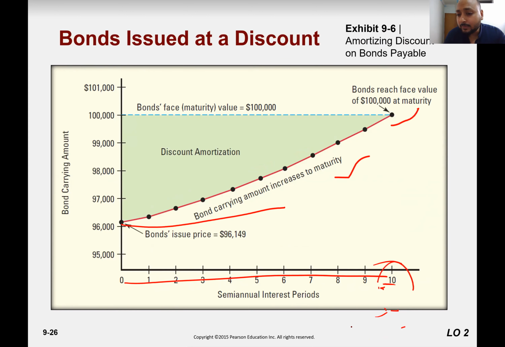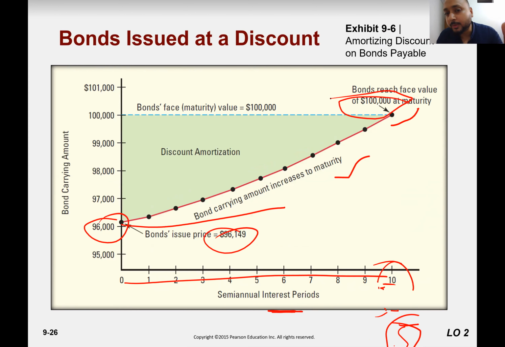Because this is 5 years, but interest is paid twice a year. So interest periods are 10, right? Life is 5 years, but interest periods are 10. So after 10 periods of interest, the bond value will move from 96,149 to 100,000, wiping off all the difference here. So the amortized discount is going to be 0 at the end, right? Okay.